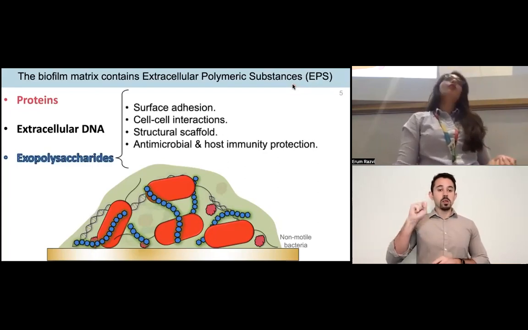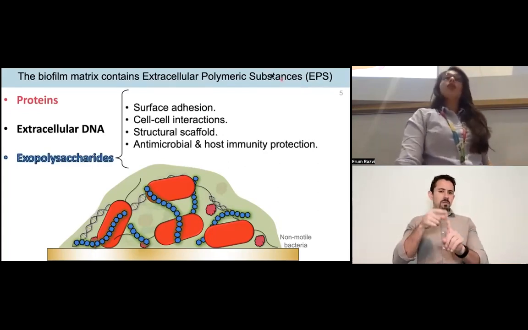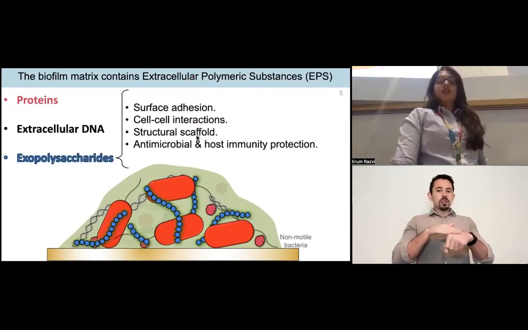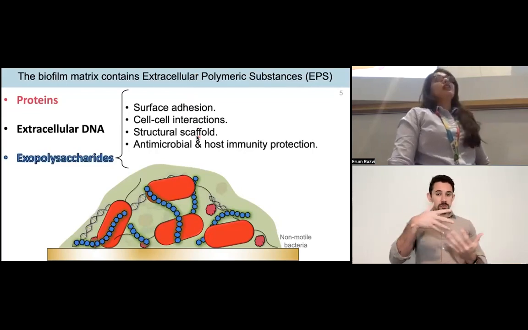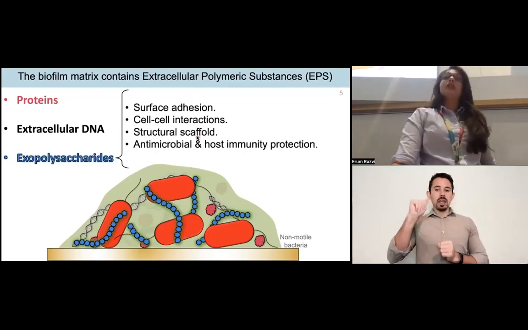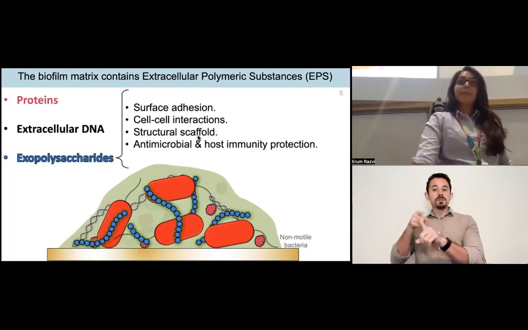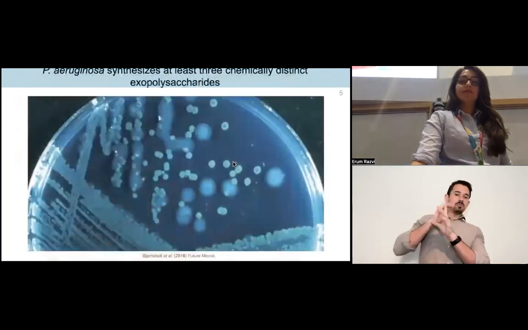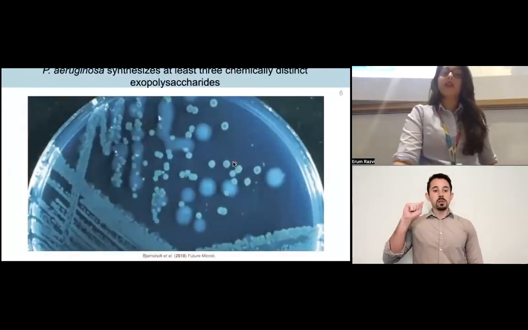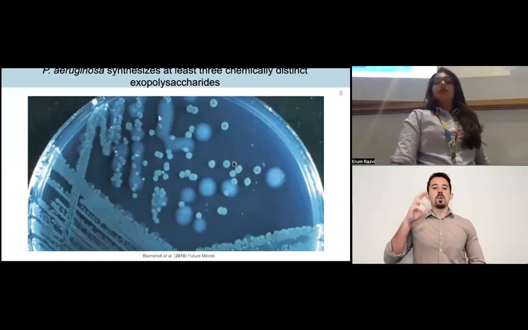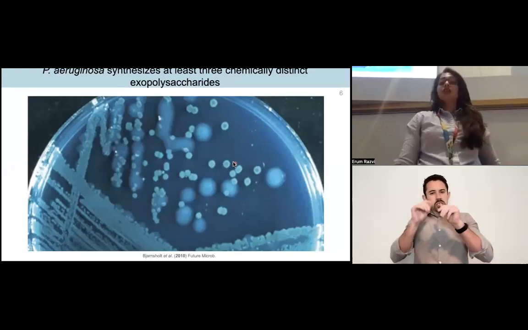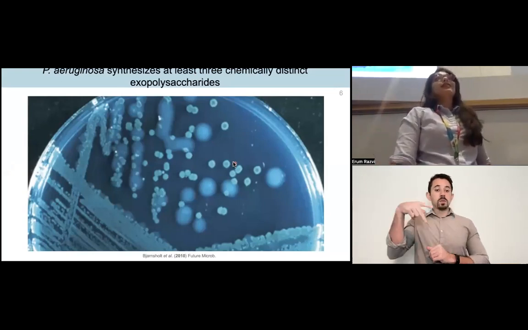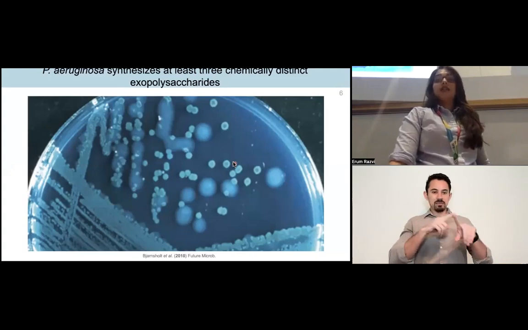Exopolysaccharides are a crucial component of the biofilm matrix, as they are involved in surface adhesion, cell-to-cell interactions, forming a structural scaffold, and providing protection against antimicrobial and host immune responses. Exopolysaccharides produced by microorganisms are structurally diverse with distinct monosaccharide compositions. P. aeruginosa can synthesize 3 distinct exopolysaccharides.